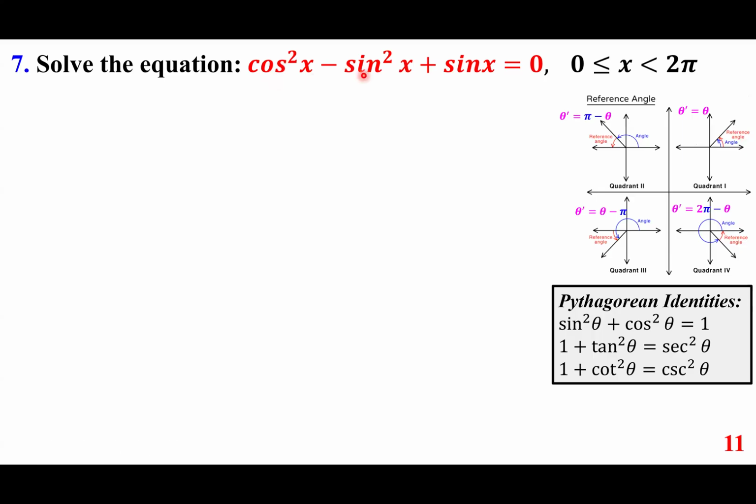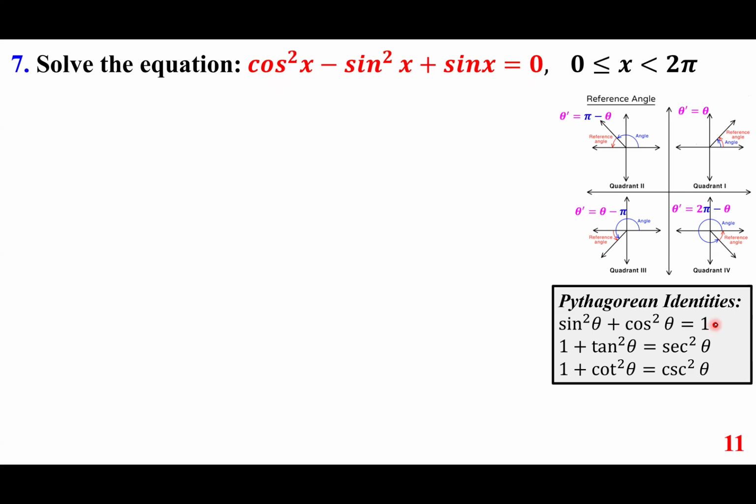Solve the equation cosine squared minus sine squared plus sine x equals 0. X is between 0 and 2 pi. So how do we solve that? When sine squared and cosine squared are involved, this one is telling us what to use. You are going to use the Pythagorean identity: sine squared plus cosine squared equals 1.